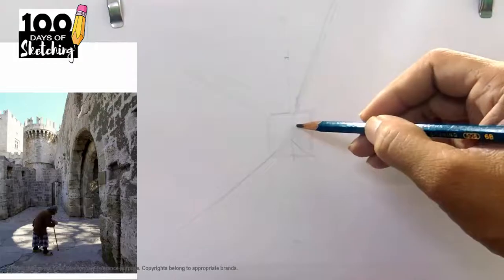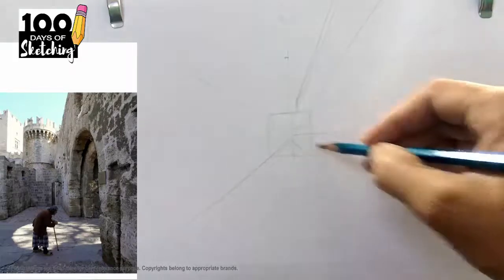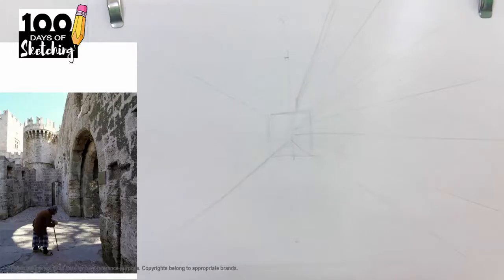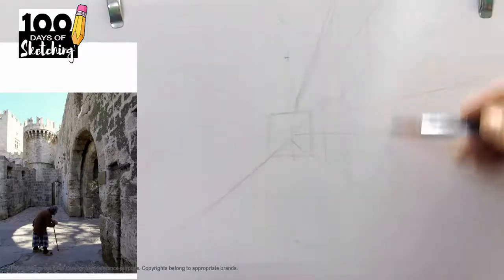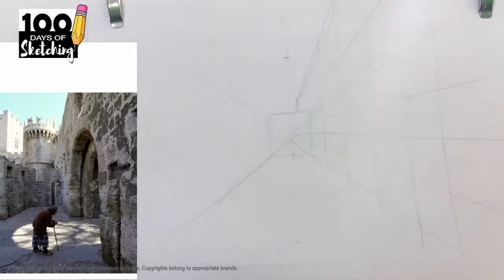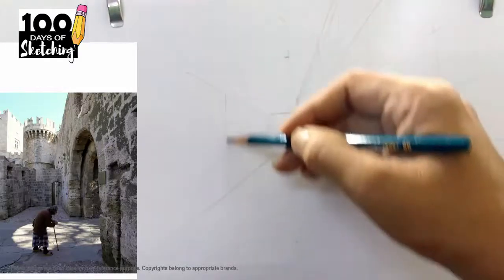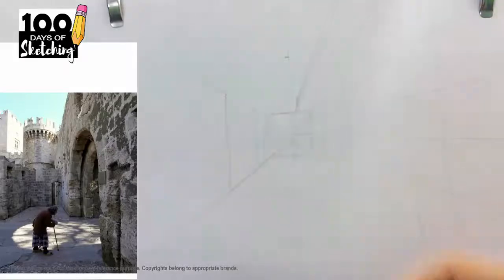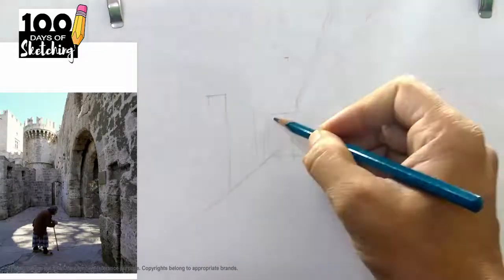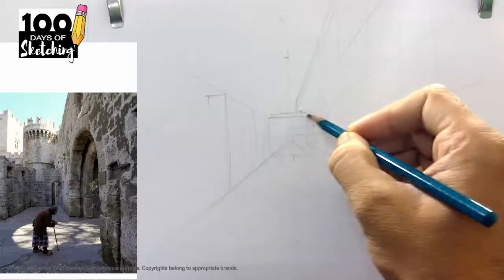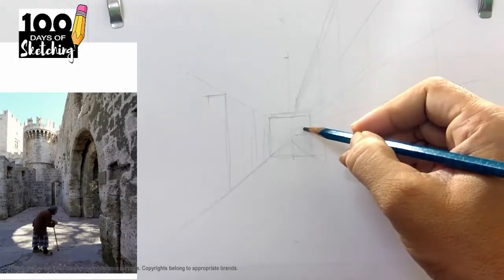So yes, roughly I got the vanishing point, and this is the wall that we can see in perspective. Similarly, this is the side wall in this perspective. Here there is the small gate.